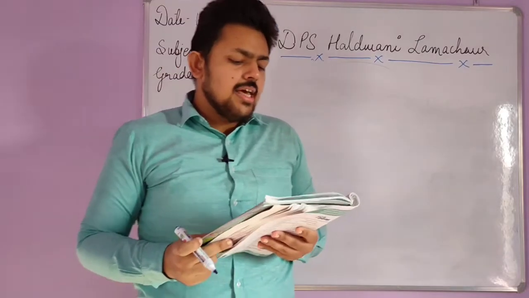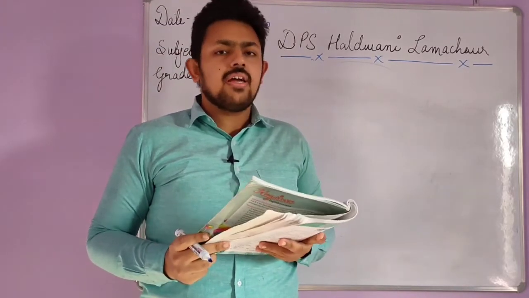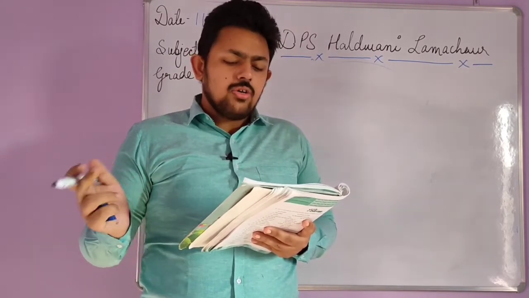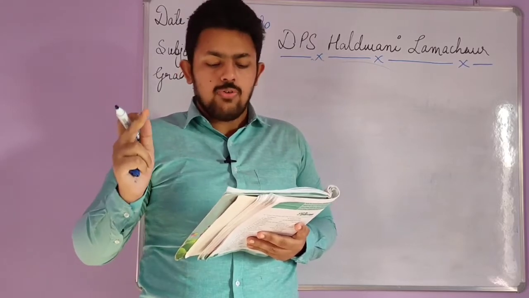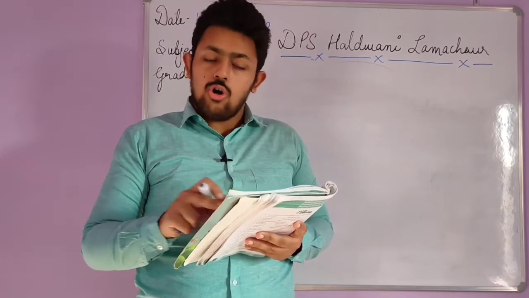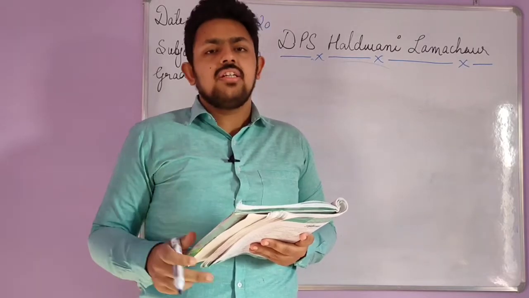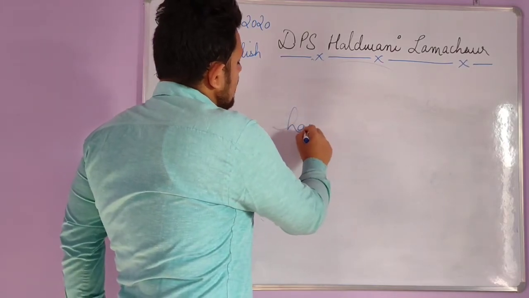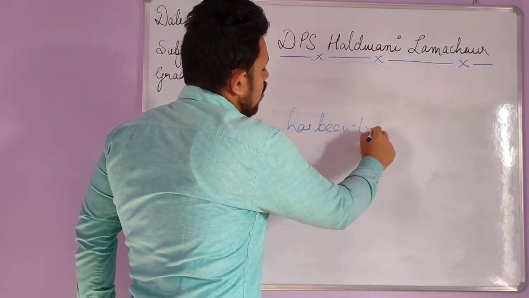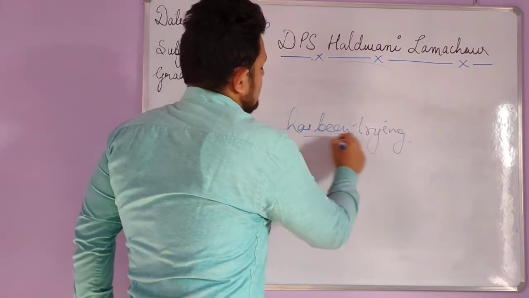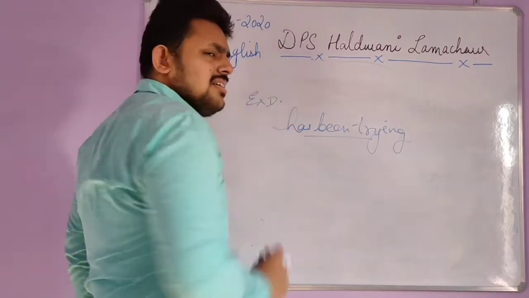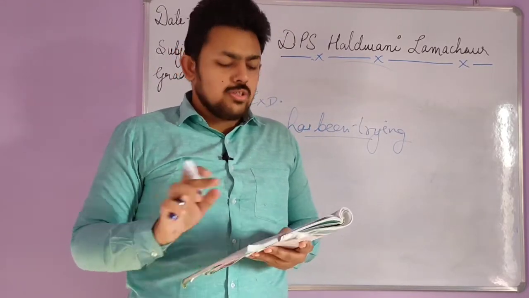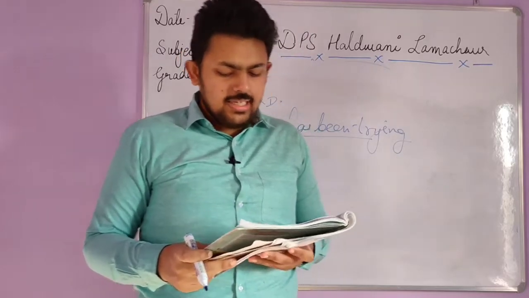Now exercise B. Complete the sentences in the past perfect continuous tense. Your mother dash tried to call you on the phone for the last 1 hour. So for is given, time is given, past continuous you all know. Your mother has been trying. Very simple, very easy. Exercise D. Past continuous I have explained in the previous exercise, so I won't take any more examples, so it is clear to you.